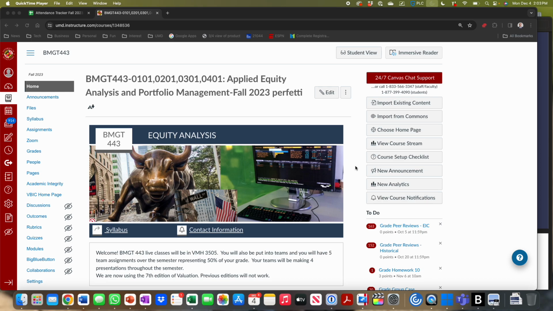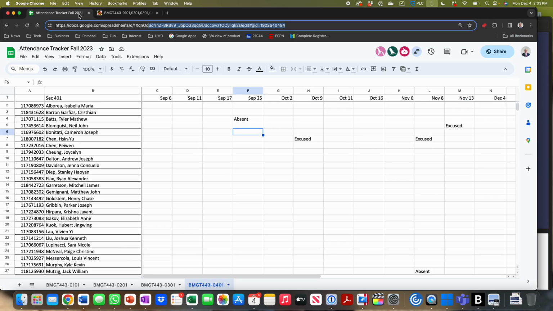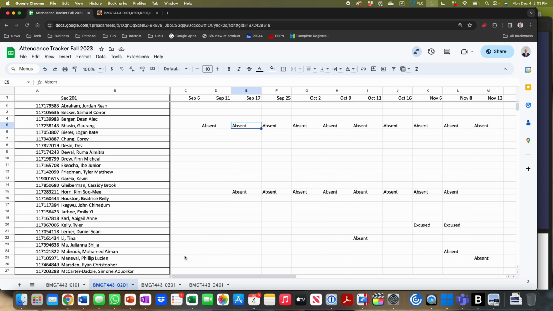And so I did post this morning a link to the attendance tracker. Based on your section here, these would be all of the sign-in sheets. If you signed the sign-in sheet, it's just blank, you're here. If you didn't sign the sign-in sheet, then you were listed as absent. And if you sent an email asking for an excused absence and it was approved, then it changed to excused. All right. And so this will be relevant to the final exam, because you can't have more than one unexcused absence and take the final exam.